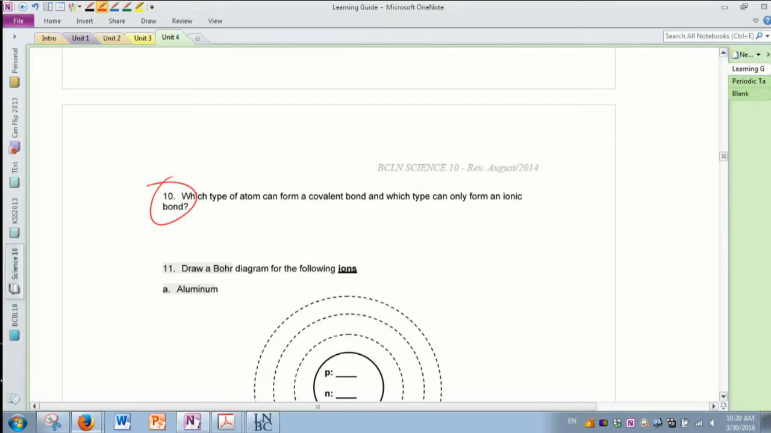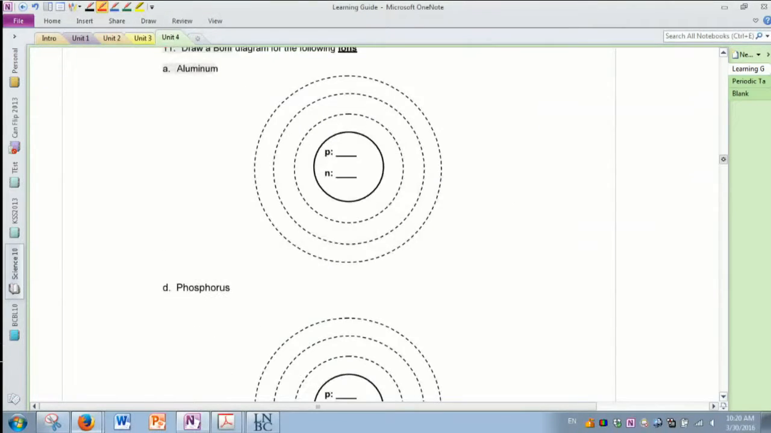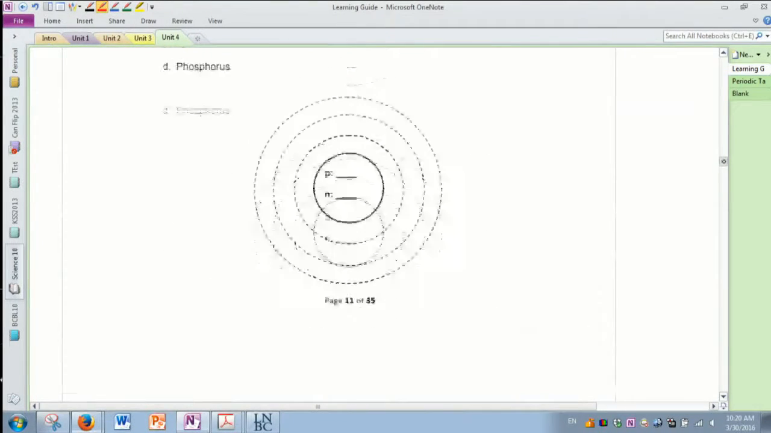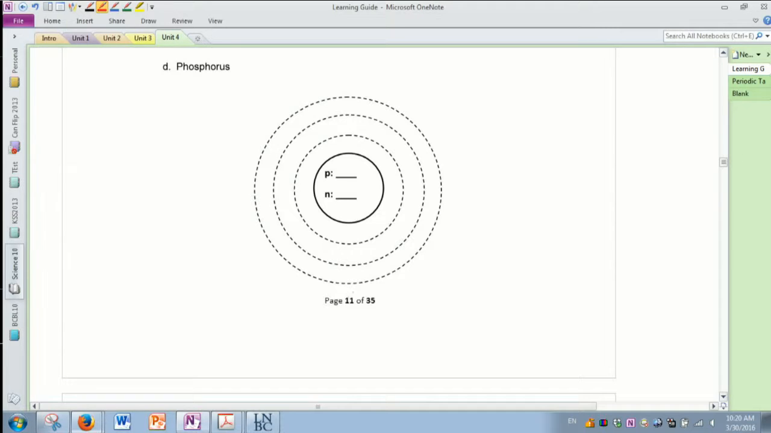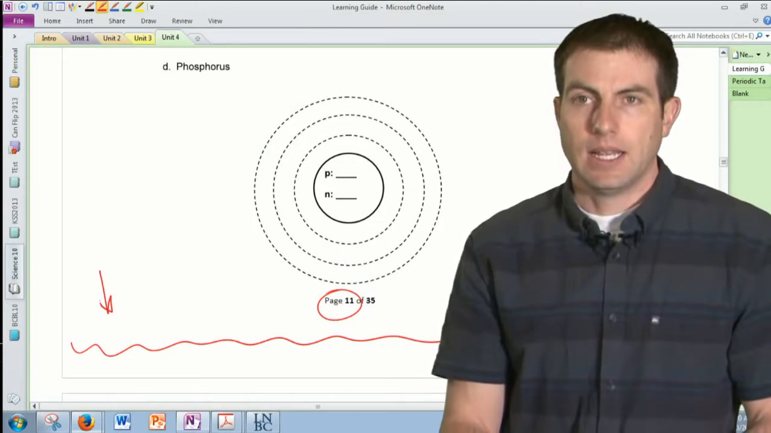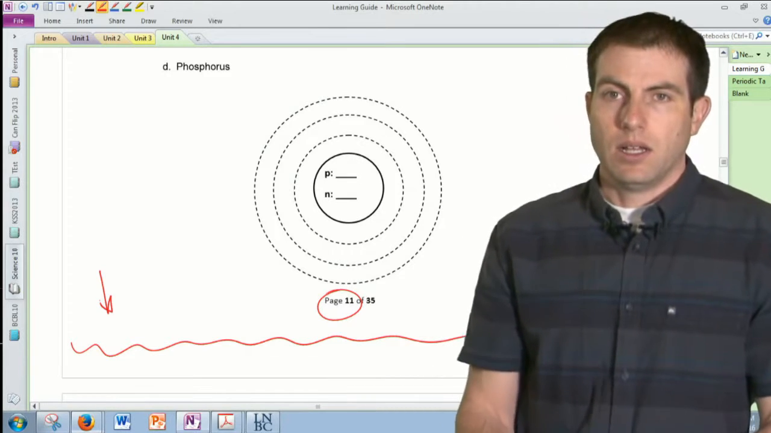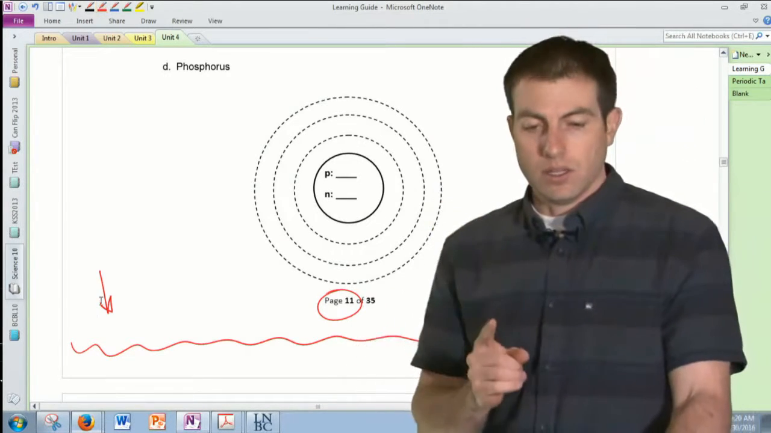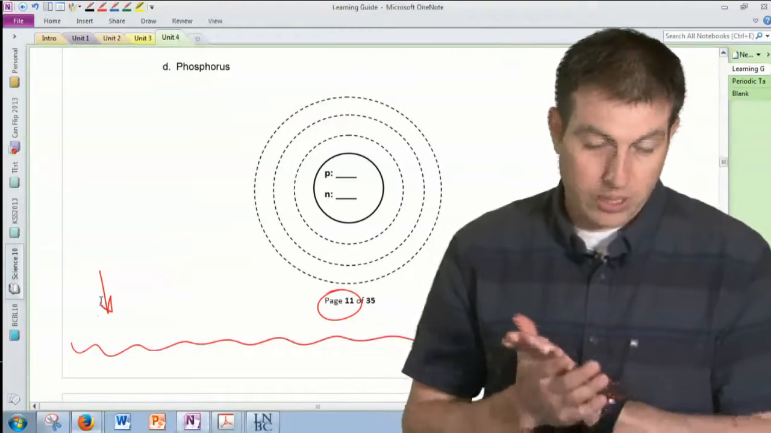Number 10, you won't be able to answer right now, so skip for now. And then number 11 asks you to draw some ions. So this is number 11 on page 11. You should be able to complete up to the bottom of page 11. So that's where we're gonna leave you for now.